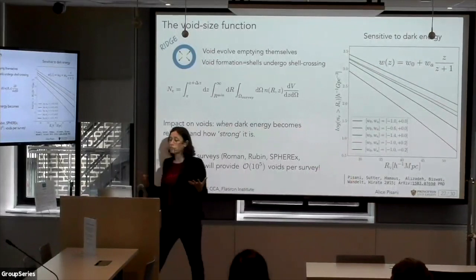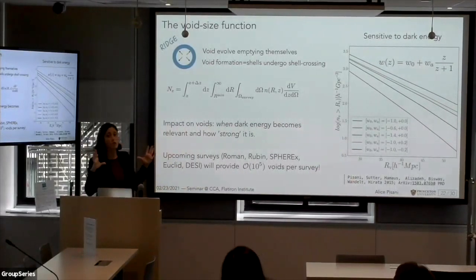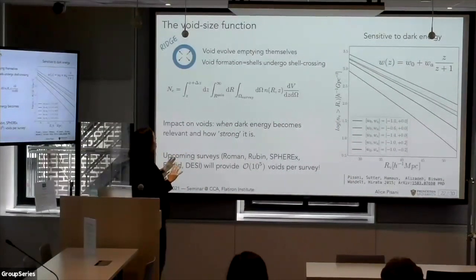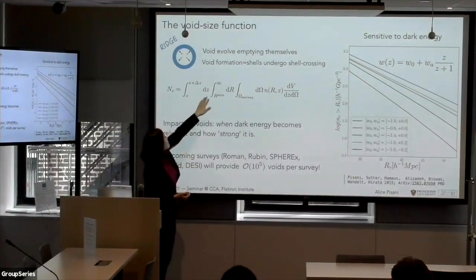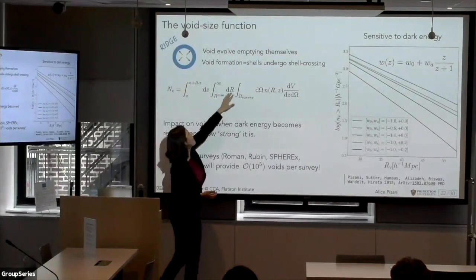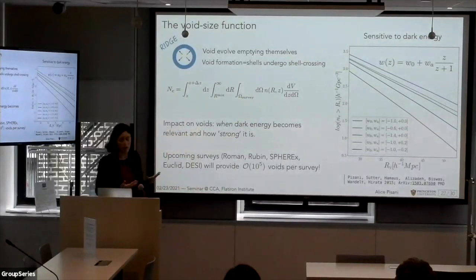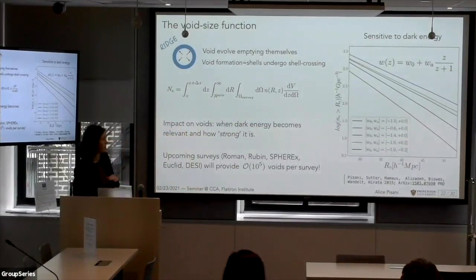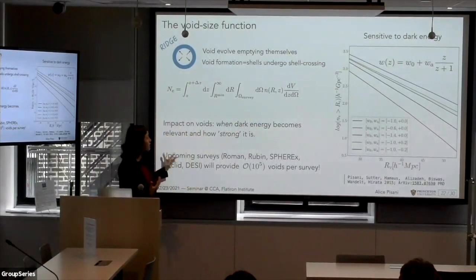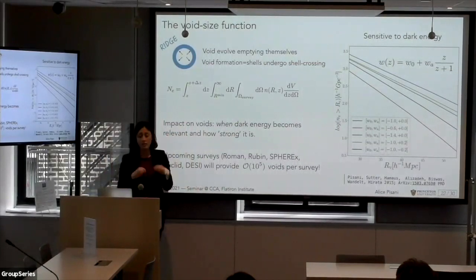We can try to model the number of voids that we expect by considering that voids are inverse top-hat underdensities, and then we can evolve them in a framework considering the excursion set model. Then we can predict how many voids we have in a given redshift bin, for a certain size, and for a given survey. Now, it turns out, and this is work that I did a while ago with some colleagues in Paris and at Ohio University, we showed that, as one would expect, dark energy will impact the void size function a lot.